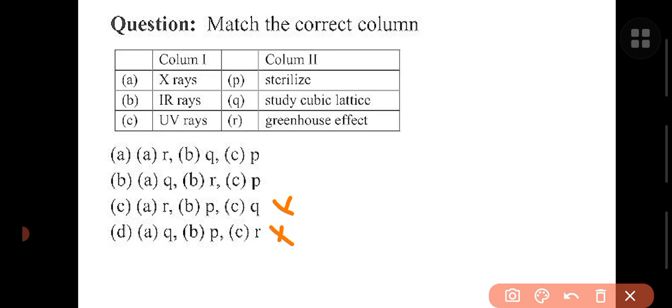But X-rays is given as greenhouse effect. No, we can eliminate this answer. So what is remaining? AQ, BR, CP, that is the right answer. So this is how we have to use the elimination method. If we are not sure about the four options, we can eliminate one by one. Thereby we are able to find the right answer.